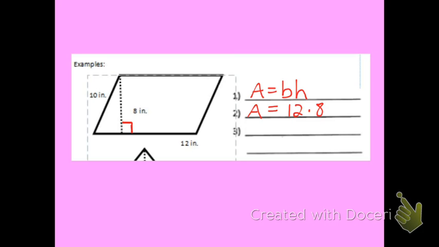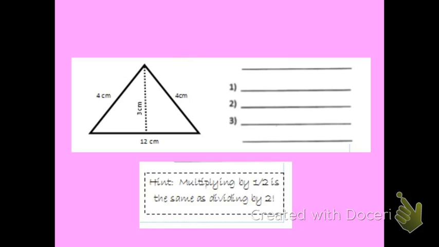That's it. Then A equals, what is 12 times 8? Who's got that? 96. Okay, and do we know the units? They are inches squared. So 96 inches squared. Circle your answer.